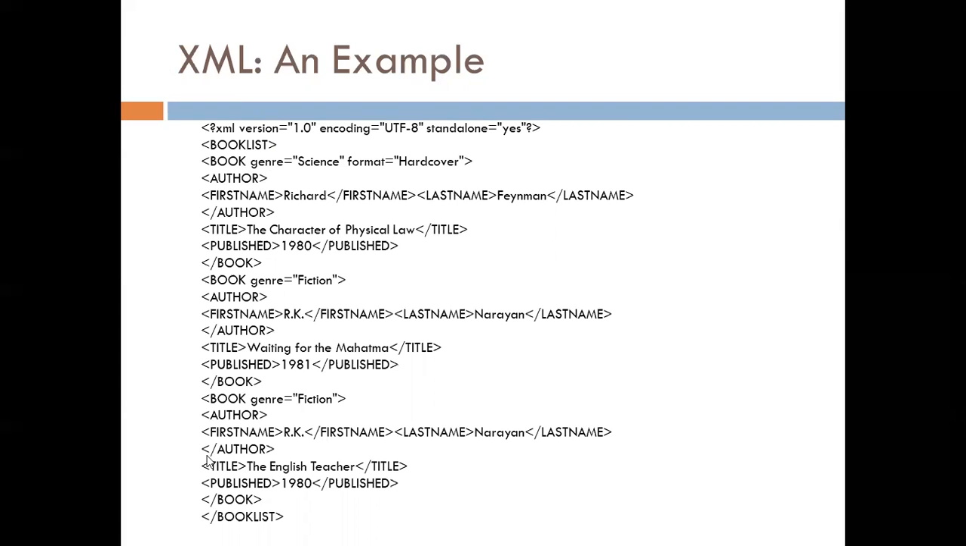In the normal text file, you can observe here the book list. At the end we have a book list. This particular XML file is holding the list of books, and each one is a book. A book contains author, title, and published year. So that is the first book. The second book has an attribute, genre is science, and the format is hardcover. Like that, we can store each piece of information over here.